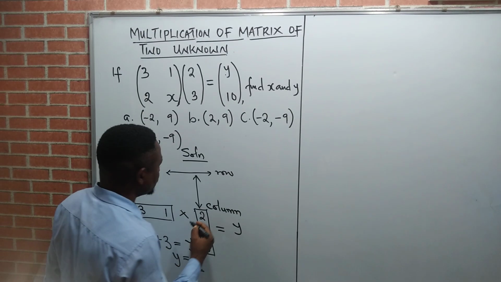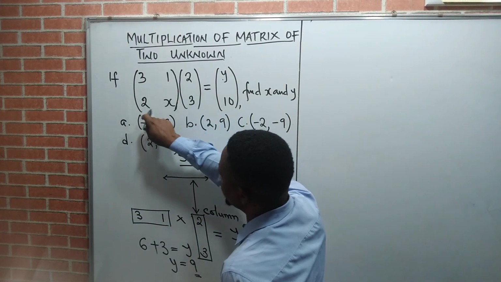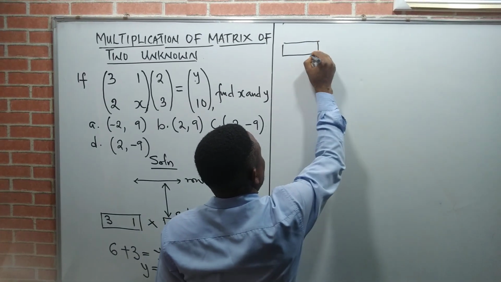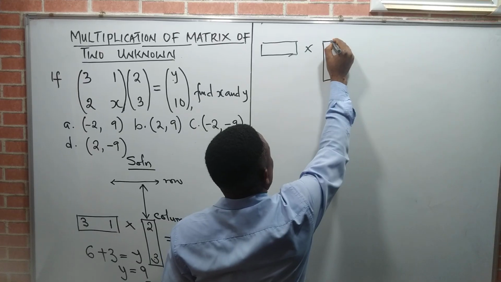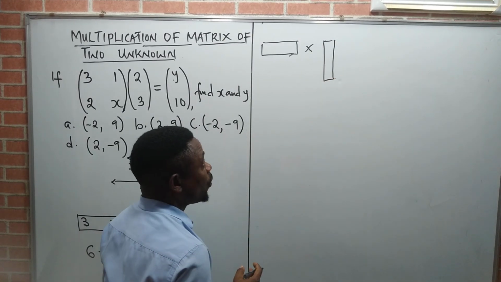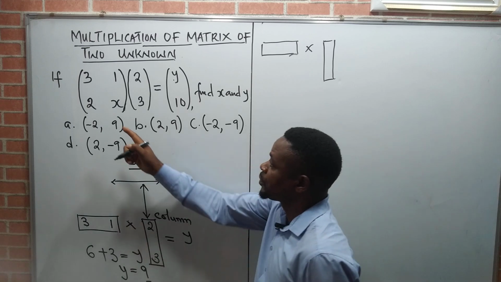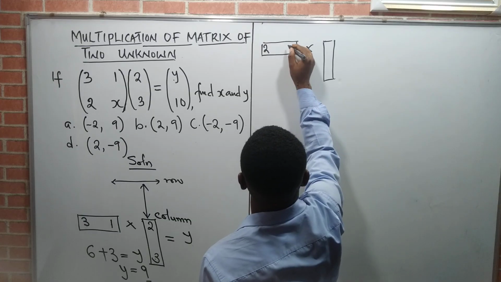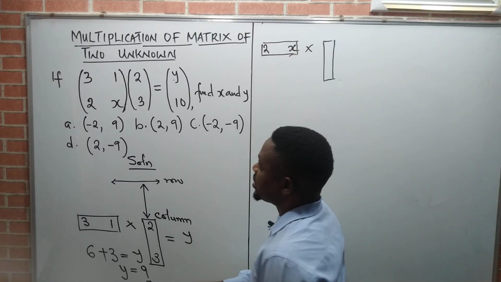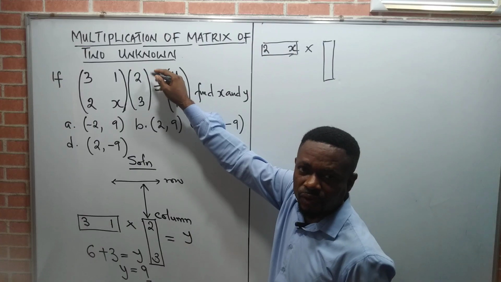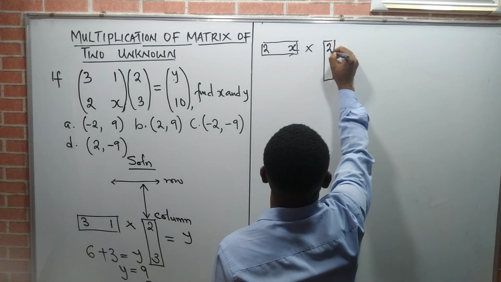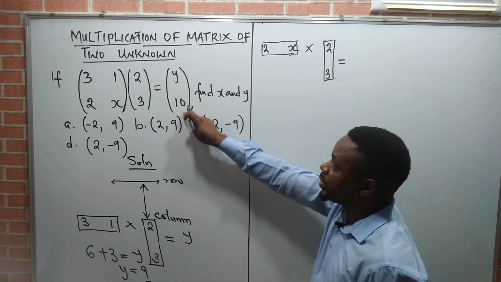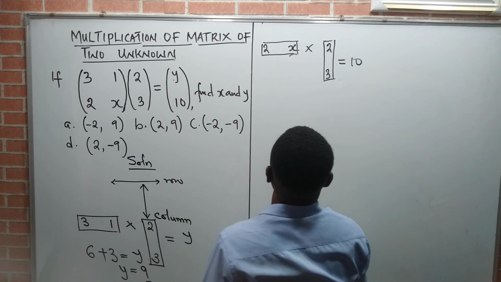Then we now move to the next row, which is the second row. I will draw my block form like this as well, and multiply it with the same column. Hope you are following. Now if you observe, the second row, the values are 2 and x. So I will go here and introduce 2. The next one is x. Then still maintaining the same column, the values are 2 and 3. Now this is equal to this value. And what is this value? It is 10.